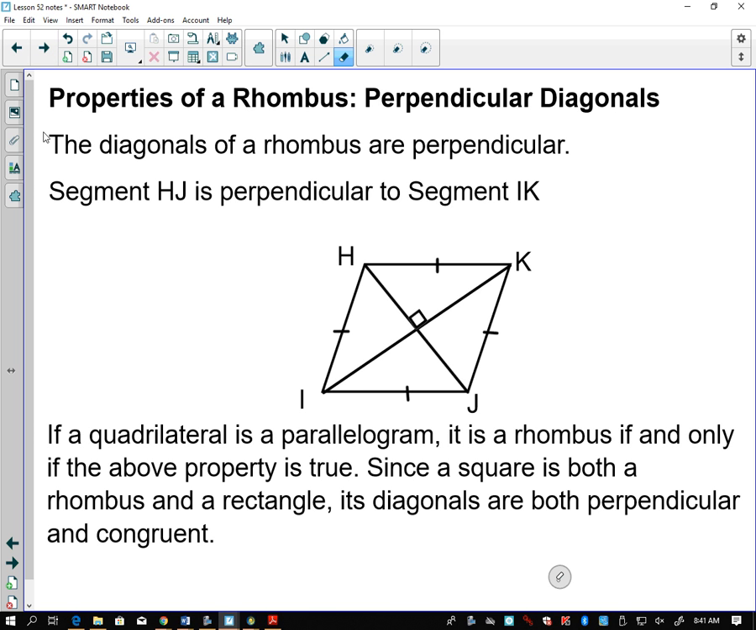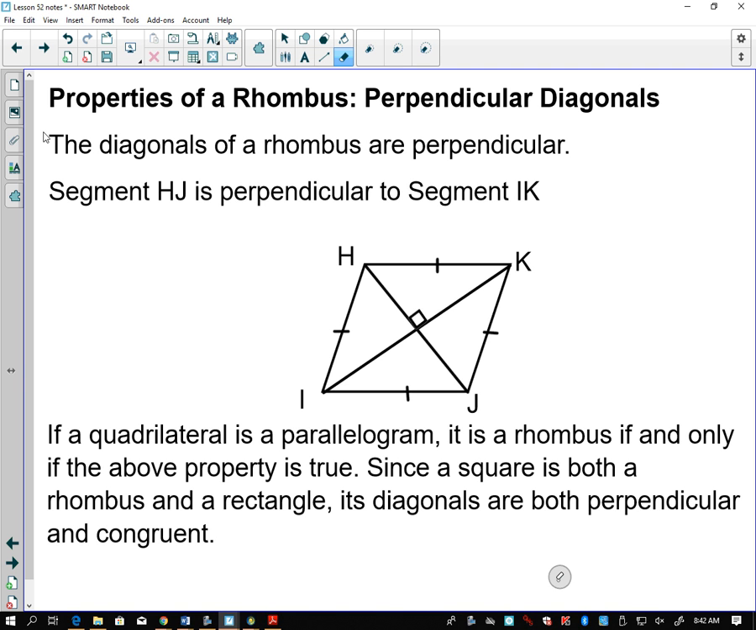All right, rhombuses. Now this is true of the diagonals of a rhombus when it's just a rhombus, okay? It's also true of squares because squares are rhombuses. But the diagonals of a rhombus are perpendicular. So the rectangle dealt with congruency. This deals with slope. Okay? So if I know something about the slopes of the diagonals of a parallelogram, and I know that these two diagonals meet at right angles, now I know that this is a rhombus. Or if I know it's a rhombus, I know the relationship of the diagonals.